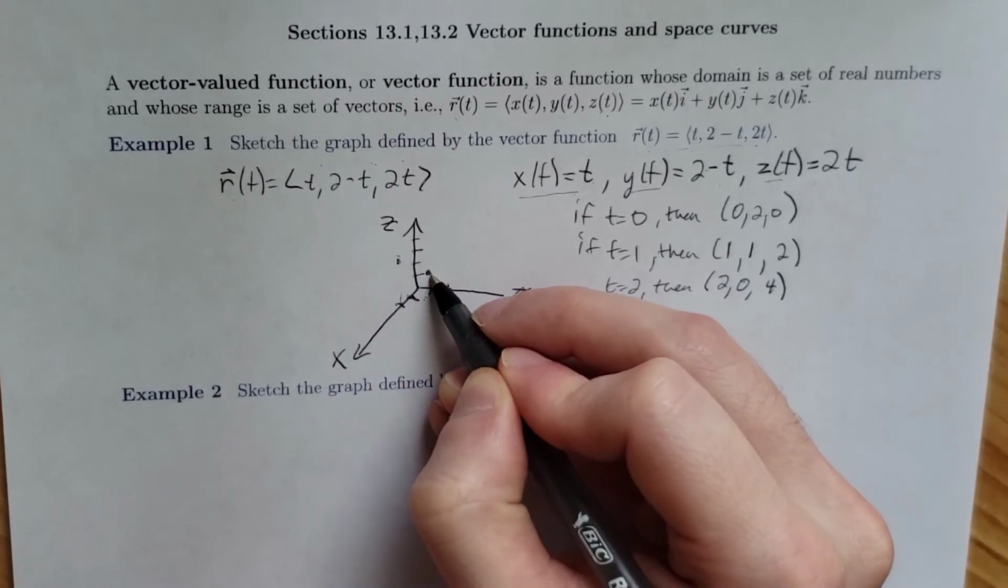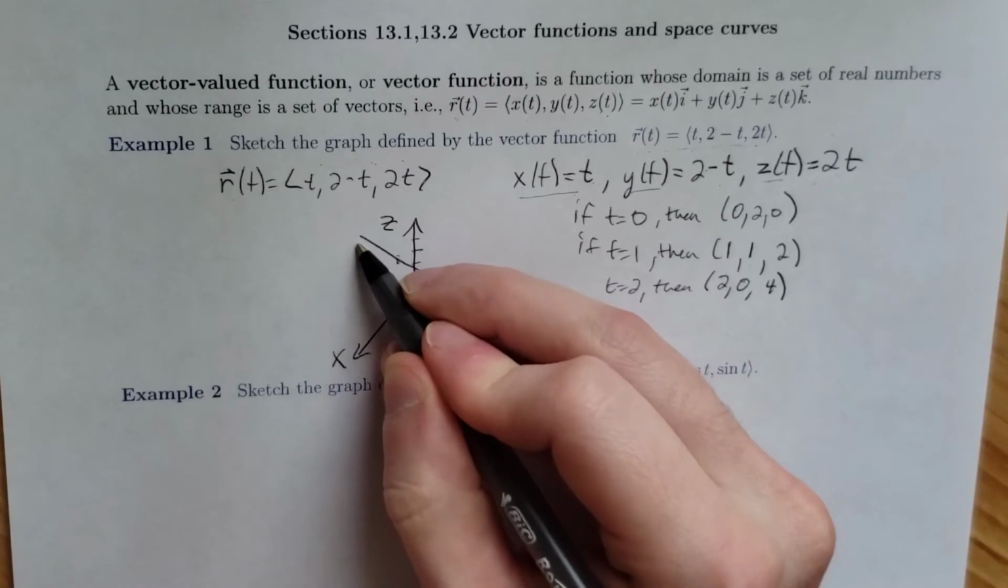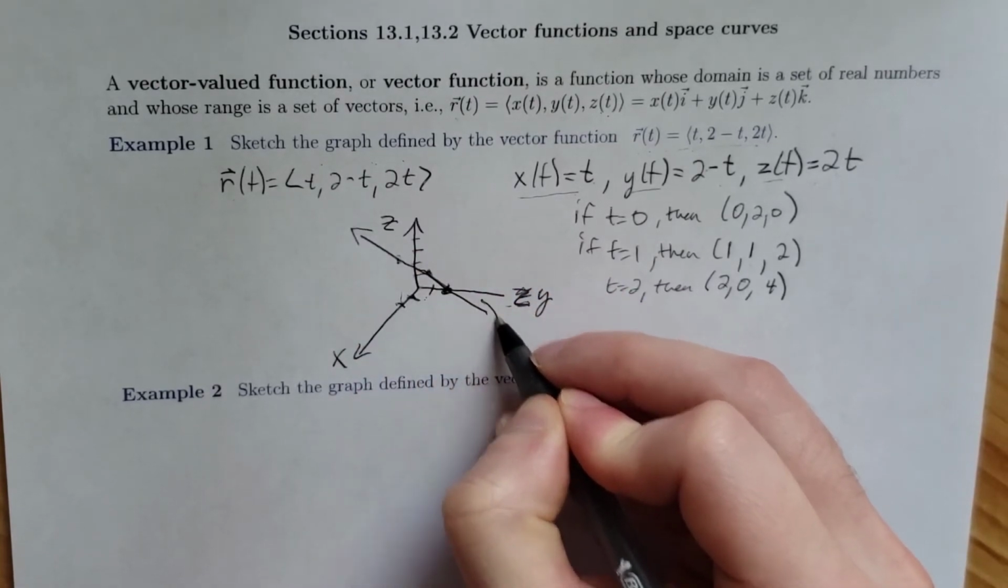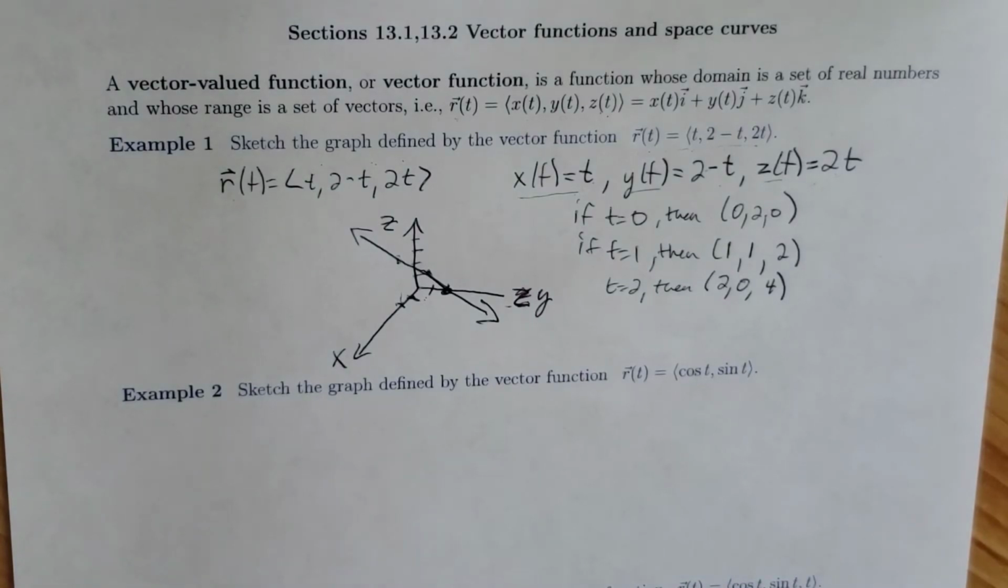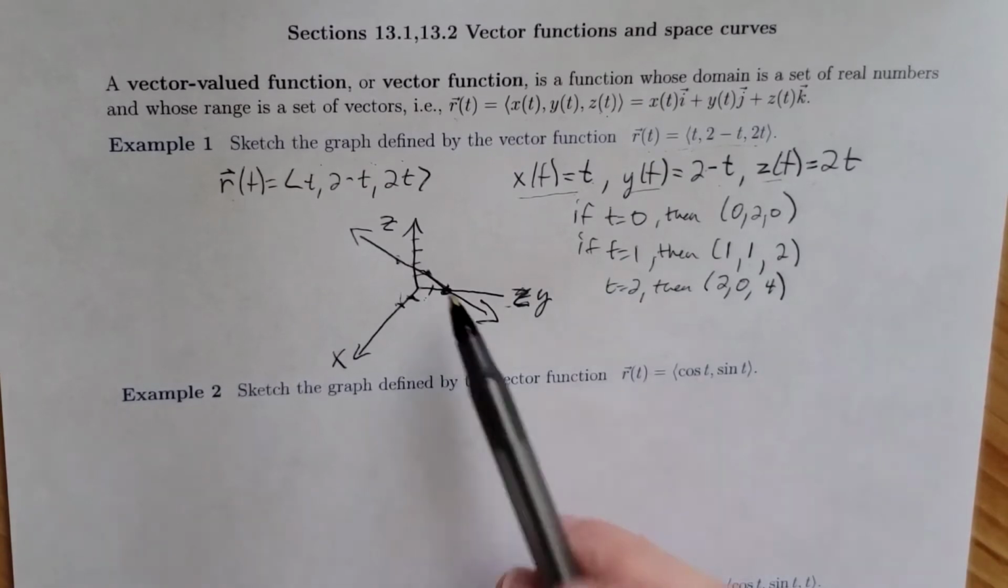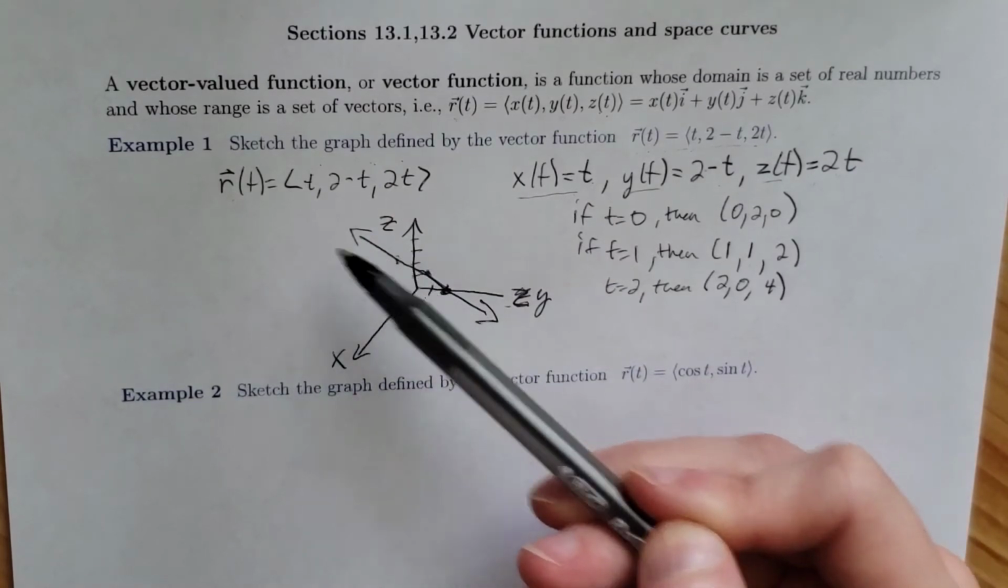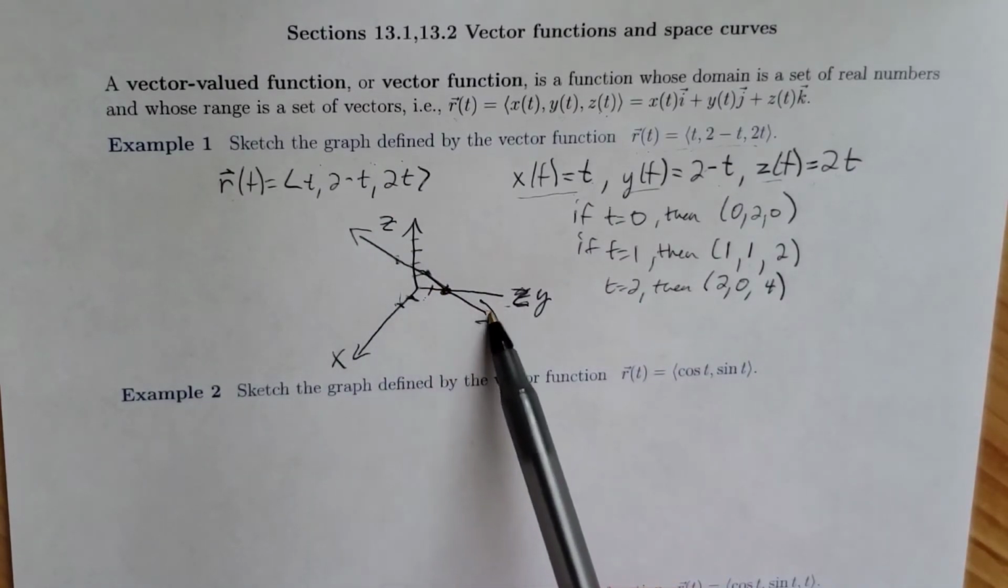And so we have this linear equation through those three points. And so we have sketched our linear equation. This is coming out of the page and up. And it's going back into the page and down.